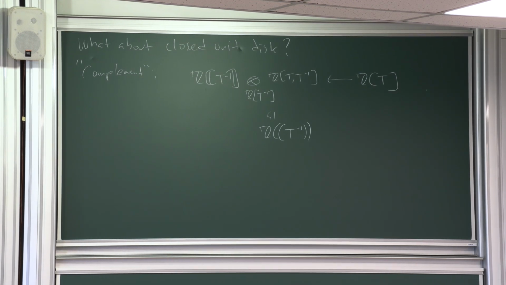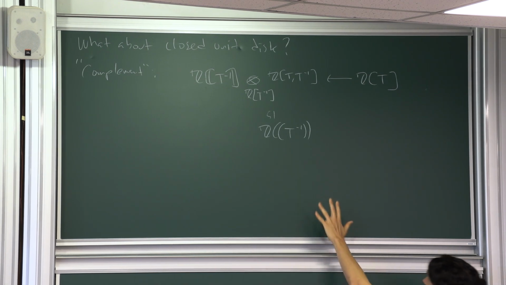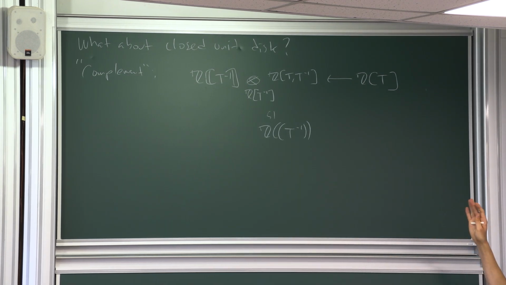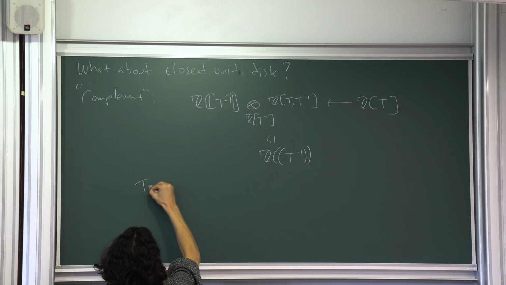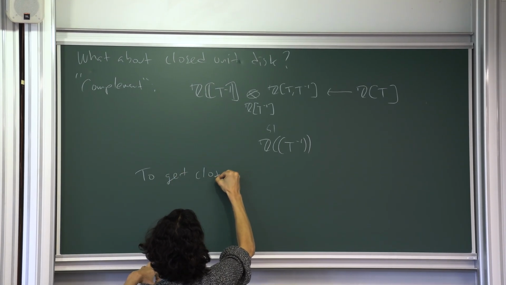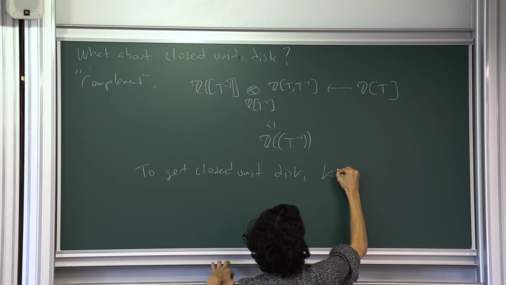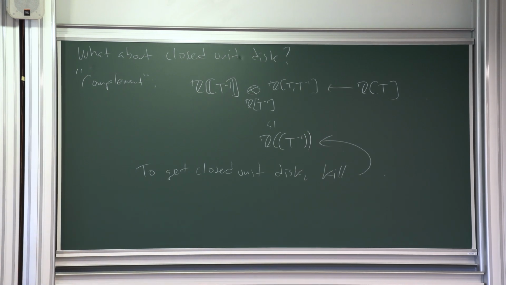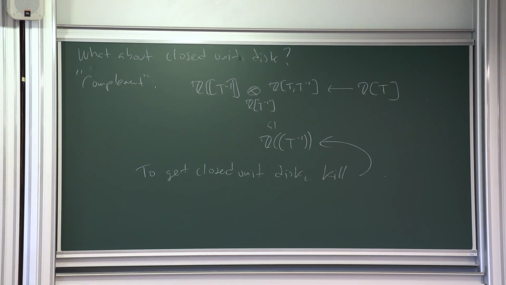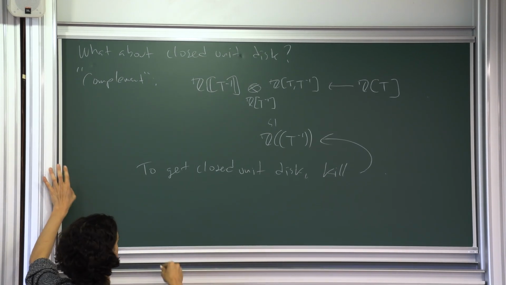So if we want to understand the closed unit disk, we should in some sense be localizing away from this complement. Or another way of saying that is that we should be killing this object. So we need to kill this thing here. I'm just going to make a preliminary remark.